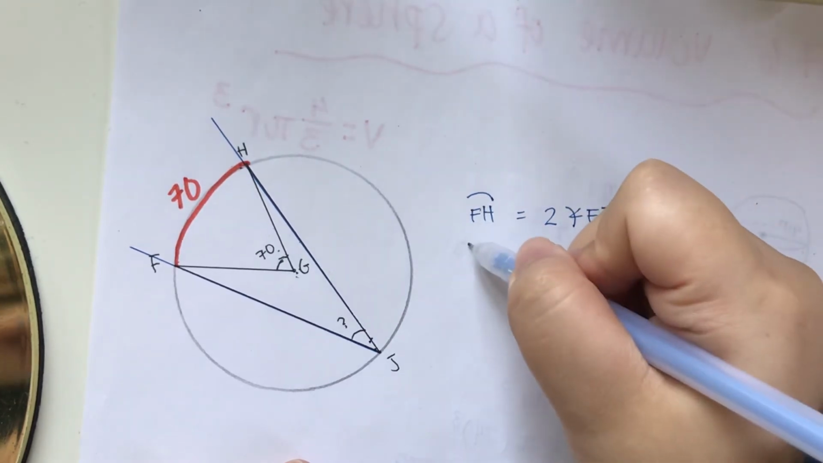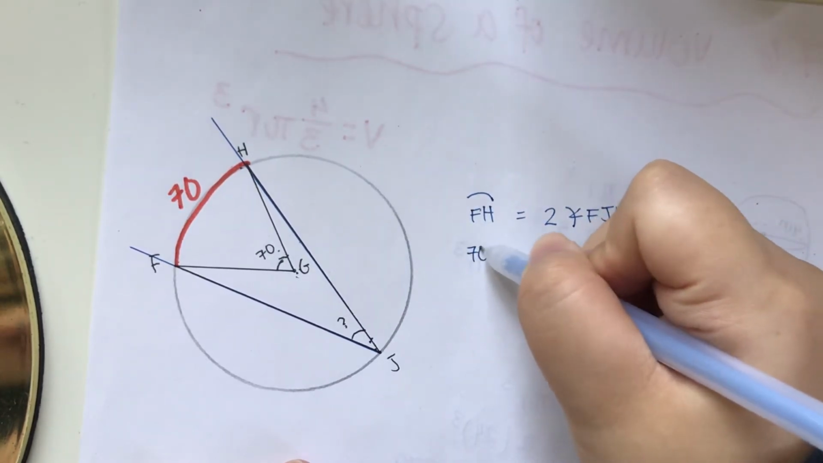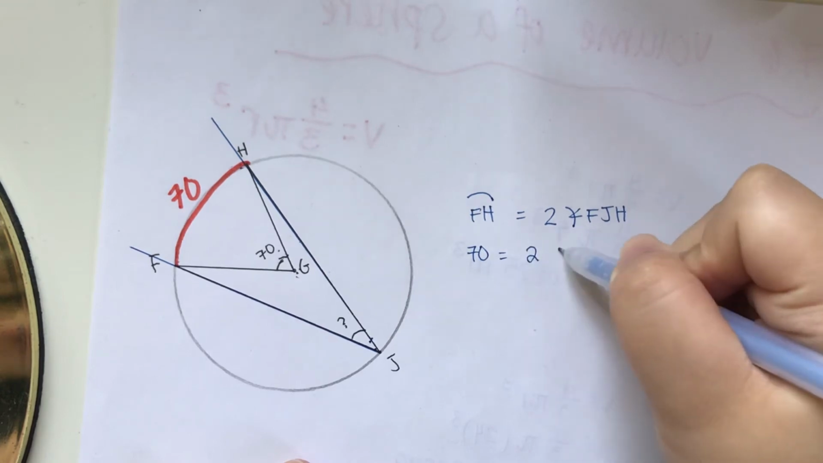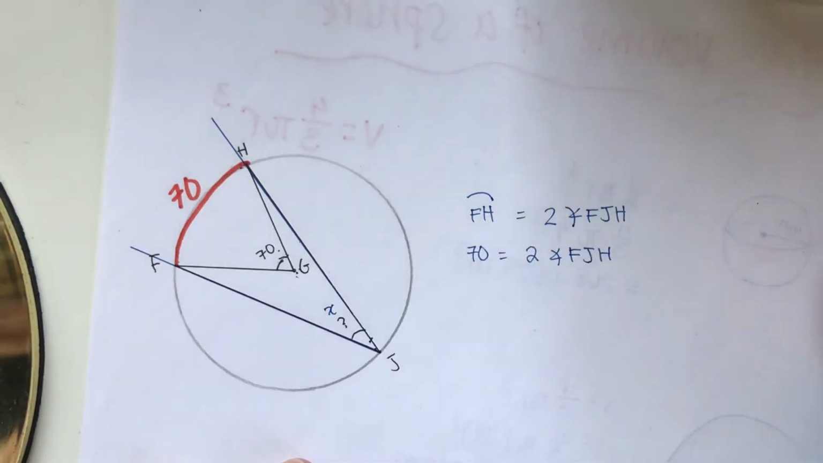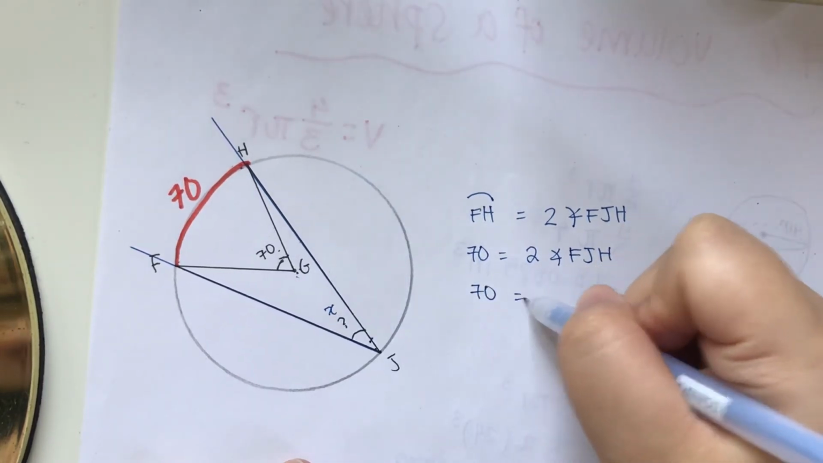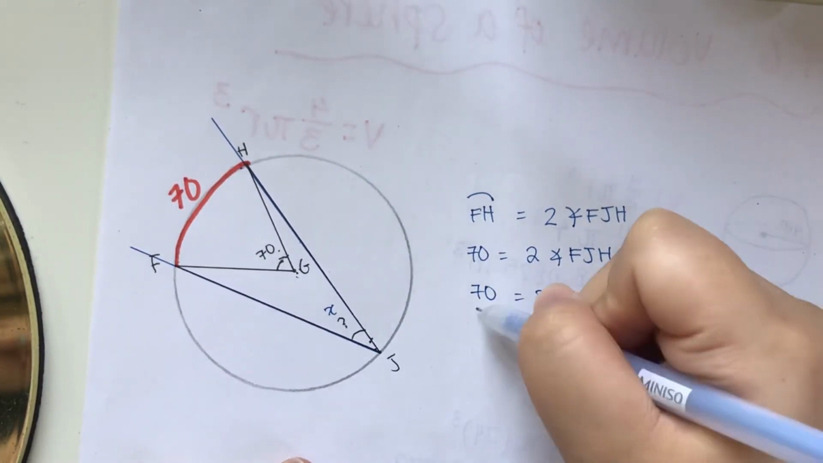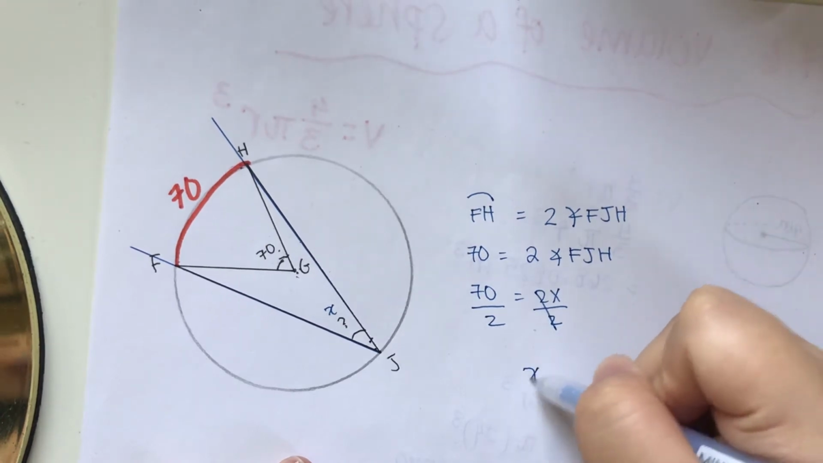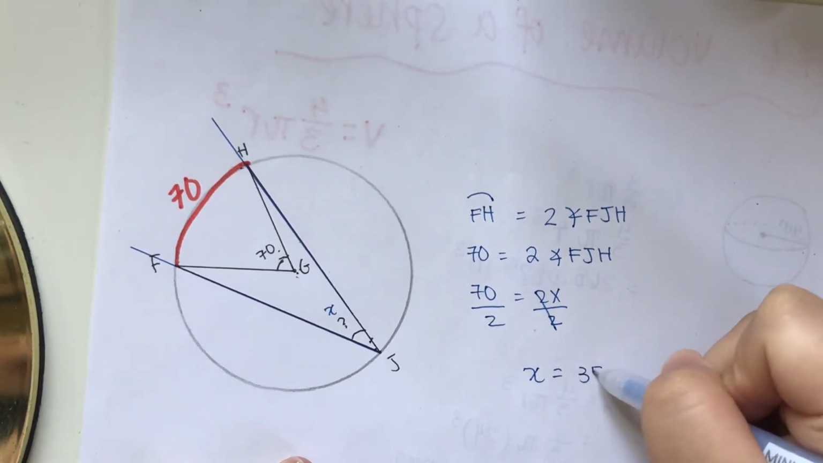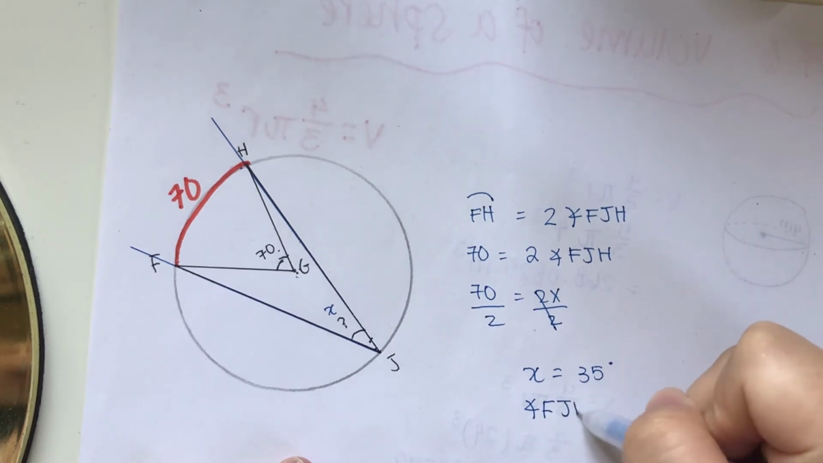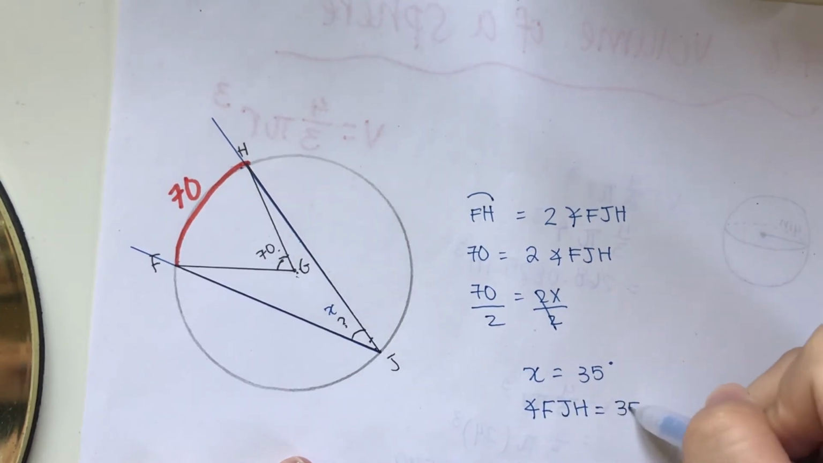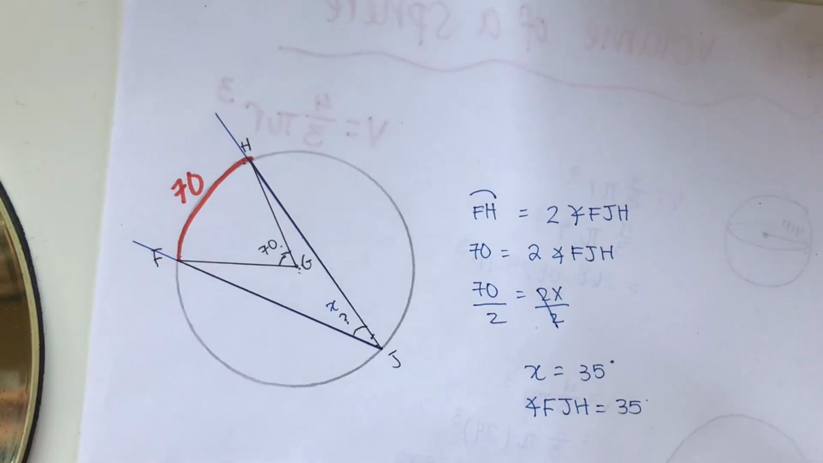Since arc FH is 70, it's equal to twice the angle FJH. I'm going to call it x. So 70 is equal to 2x, divided by 2, divided by 2. X is equal to what? 35 degrees. So angle FJH is going to be 35 degrees. Okay, let's look at the next example.